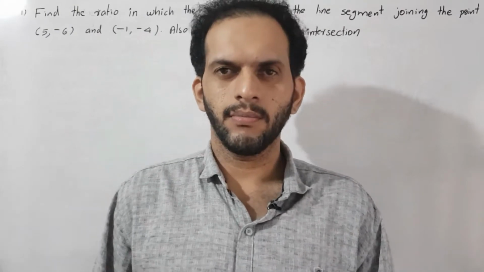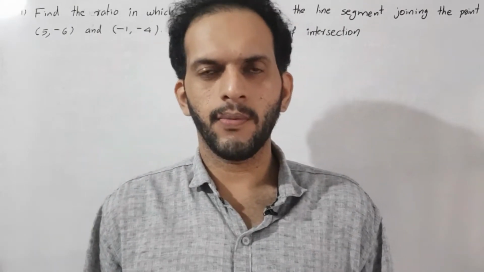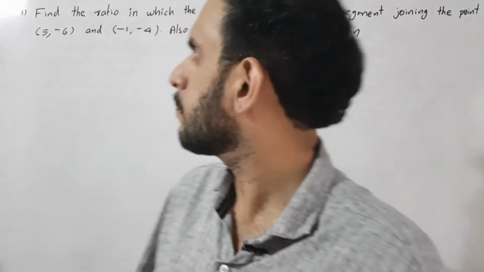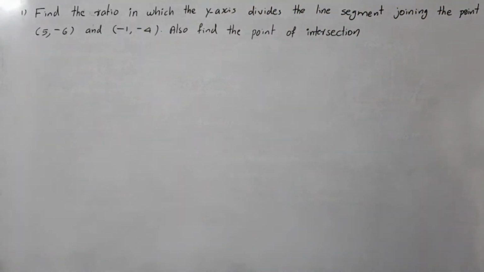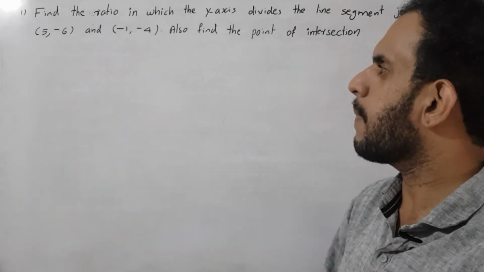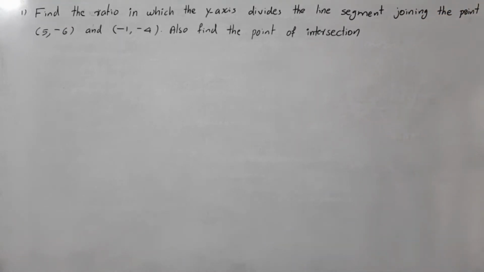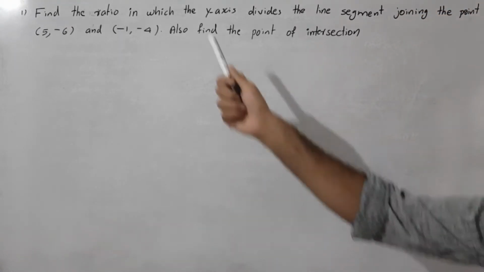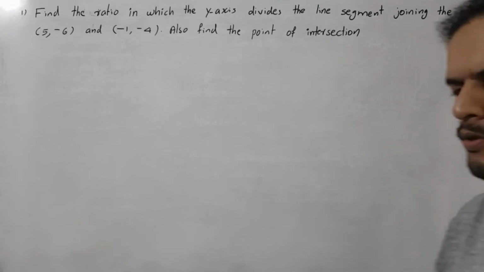Next, we are discussing the next idea of section formula. The question is like this. Find the ratio in which the y-axis divides the line segment joining the point (5, -6) and (-1, -4). Then one more question is there, also find the point of intersection.